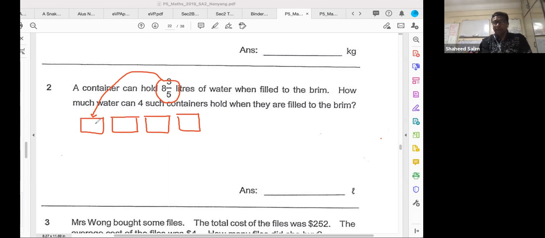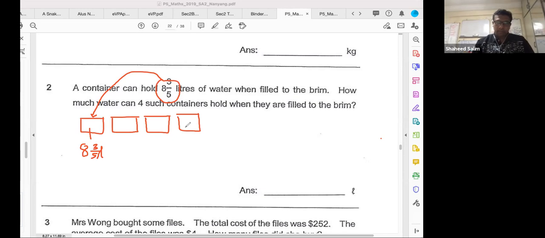When you fill up one, it's 8 and 3/5 liters. This one, same thing, 8 3/5 also. This one, 8 3/5 also. So 8 3/5 also. Please do it and go. Come on.